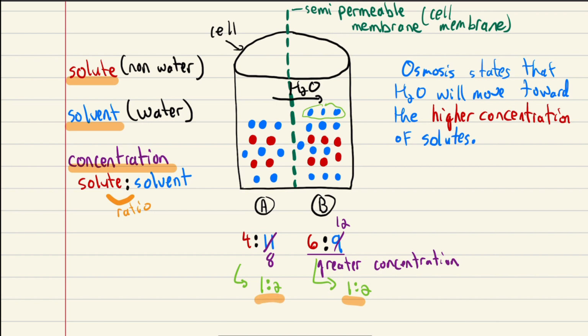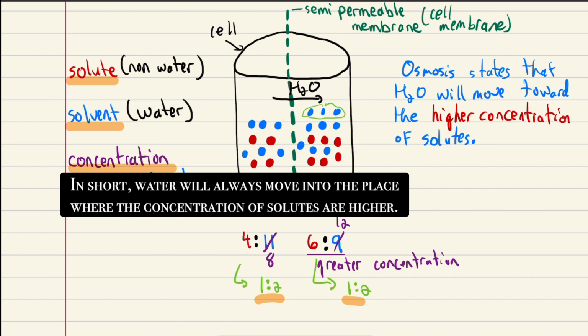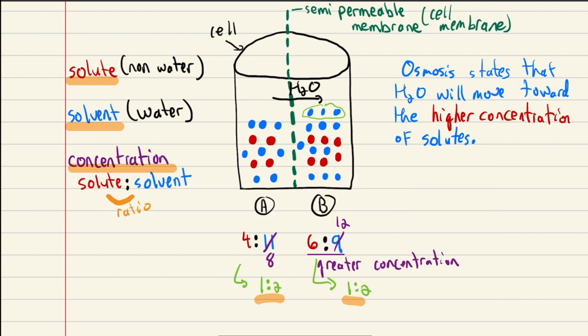But it's not about left side or right side. It's about which side has higher concentration or higher ratio between the solute and the solvent, and which side has a lower one. And the side with the higher ratio is going to be the recipient of the water molecules. Or I should say that the osmosis process will push water to the side with a higher concentration ratio.